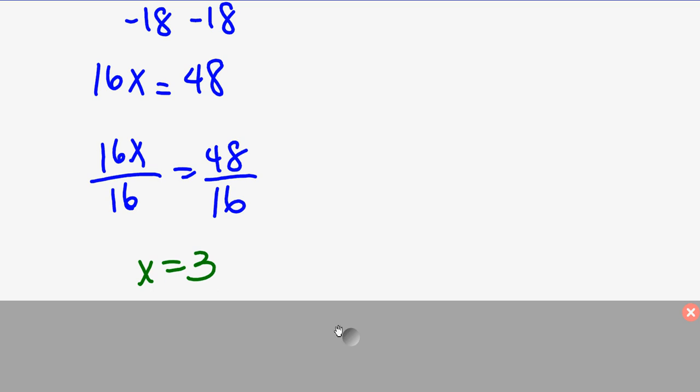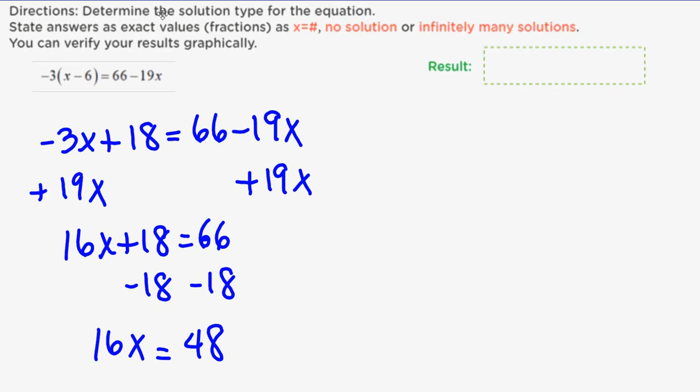So again, a way to check your results, you could put the left-hand side of the equation, negative 3 times x minus 6, or if you want to put the simplified version, negative 3x plus 18 in your y1. Put the right-hand side into y2, 66 minus 19x. You can see where they cross, and the x value is 3. You could also take this value of 3 and substitute it into the original equation and make sure when you're doing your simplifying that you get the same value on each side of the equation.